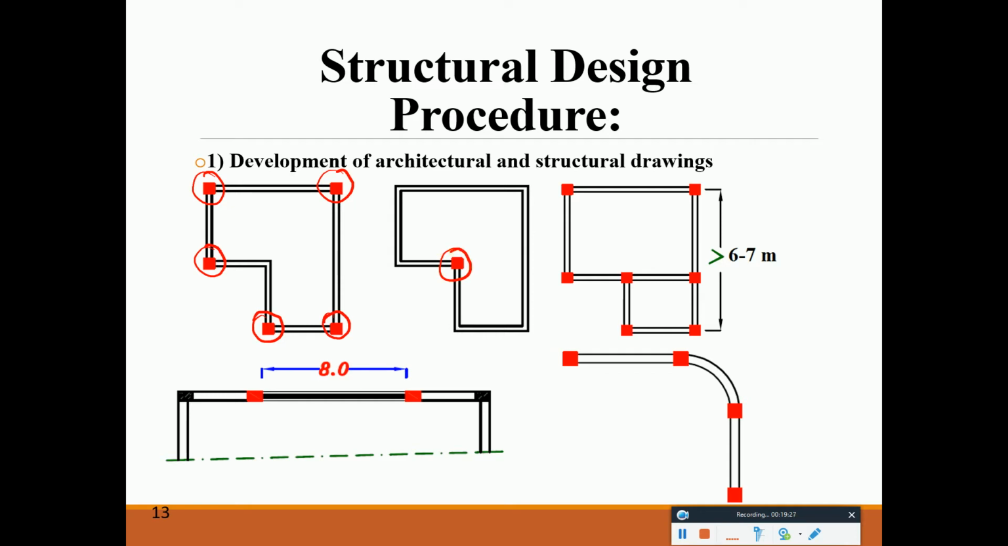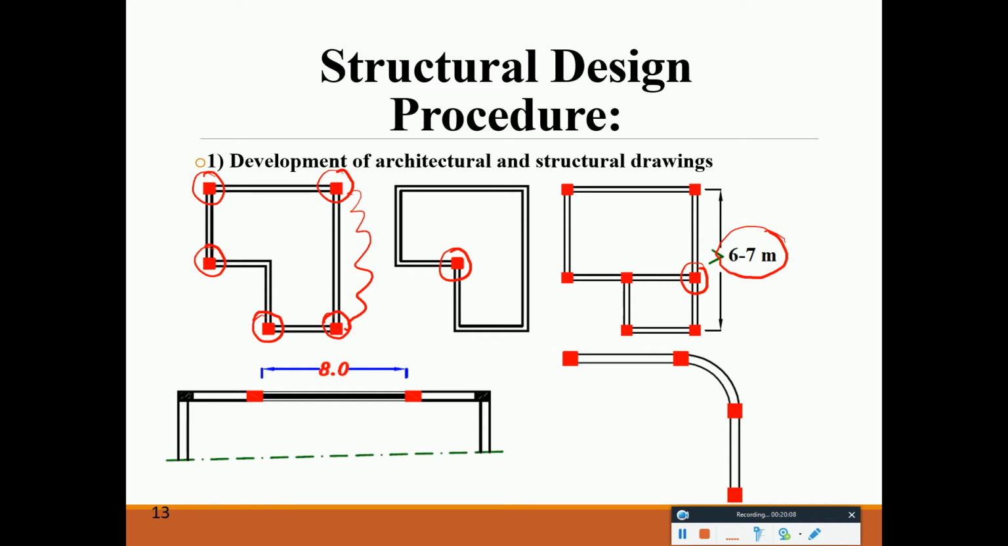After that you need to decide if the distance, for example this distance, is more than the limit, and that limit depends on the structural system you are using. If we are using a solid slab system, there will be an economical range. If you are using a flat slab system, another range. If you are using a waffle slab, another range. Normally you can go to 5-6 meters, 6-7 meters for a solid slab. So if this goes more than 6-7 meters, then you need to place some intermediate column inside.